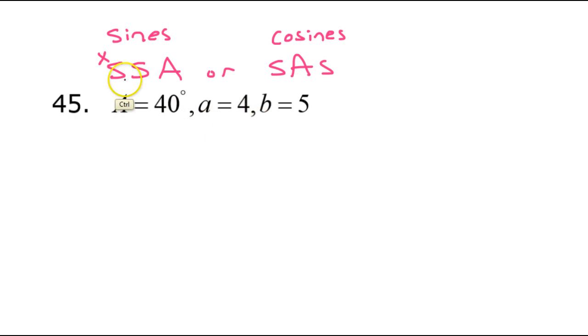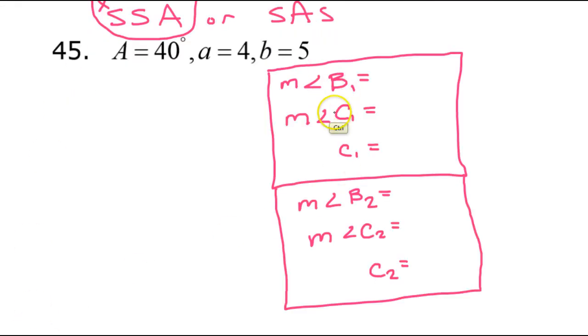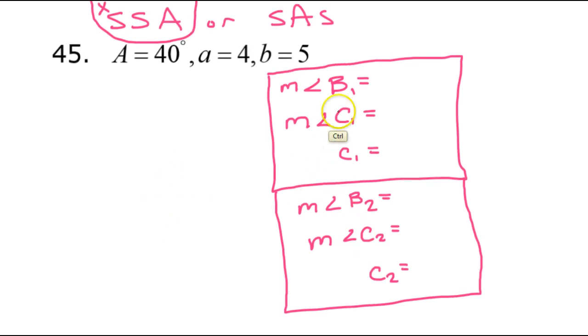Now, I have a little shortcut for knowing if it's side-side angle. If I have two sides and an angle, and the angle matches one of the sides, then I know it's going to be side-side angle. So this is the ambiguous case. So here's what I recommend. Start by writing down the angles and sides that you need to find. Because it is the ambiguous case, there's going to be two triangles. That's why I wrote down angle B1, C1, and side C1, and angle B2, C2, and side C2. All right, that's to represent the two different triangles.